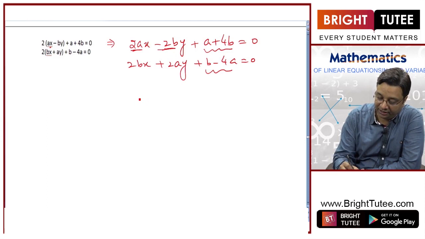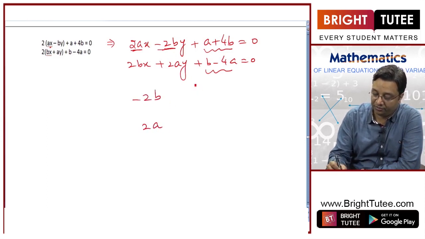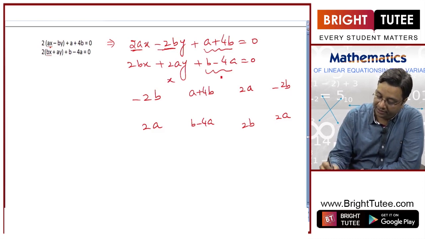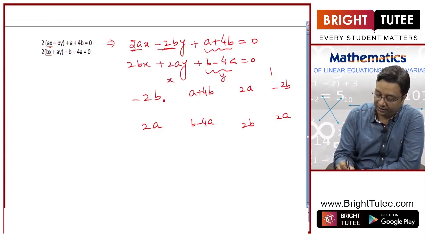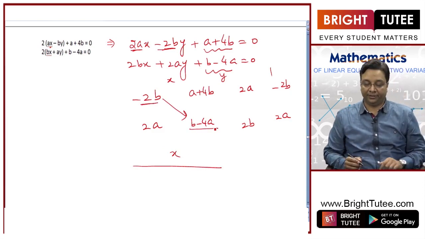So let me start with writing the coefficients in the pattern that we have learned. Minus 2b, 2a, a plus 4b, b minus 4a, 2a, 2b and then minus 2b and 2a again. I will write x here, y here and 1 here. So x divided by minus 2b into b minus 4a.